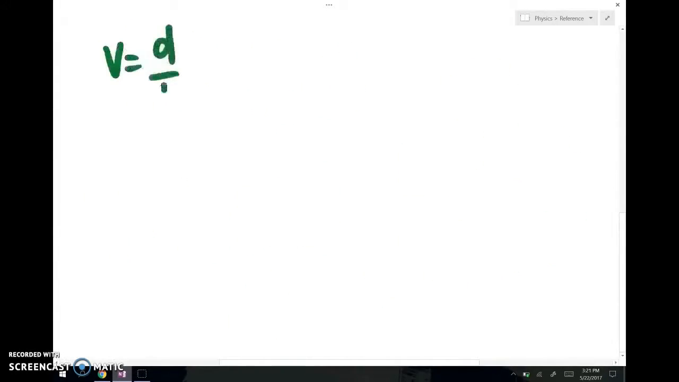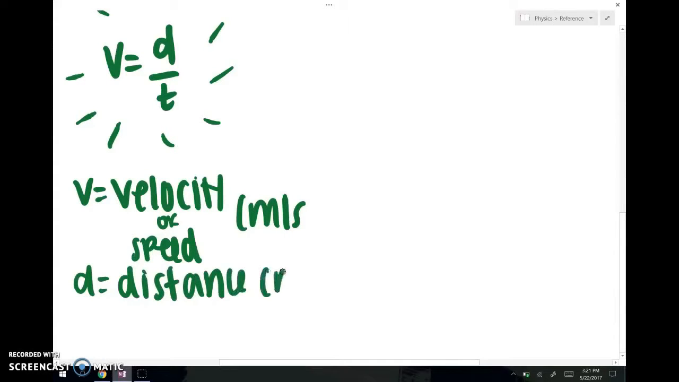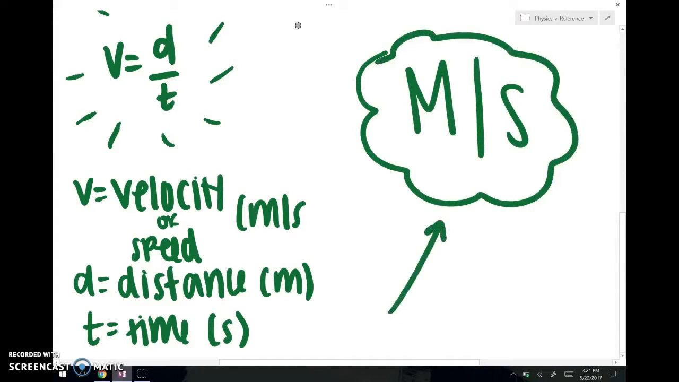Let's start off with some similarities between speed and velocity, one of them being the formula v equals d over t. In this formula, v stands for velocity or speed, d is for the distance, and t stands for time. Another important similarity is the units, meters per second. This is the magic unit for both speed and velocity.